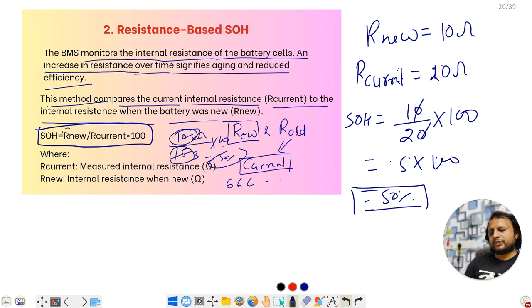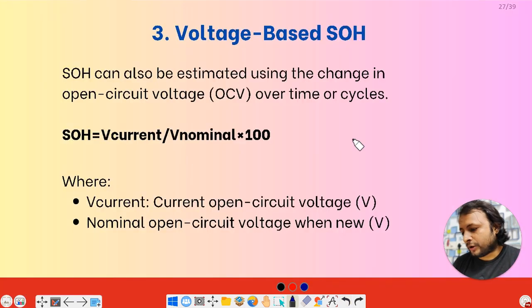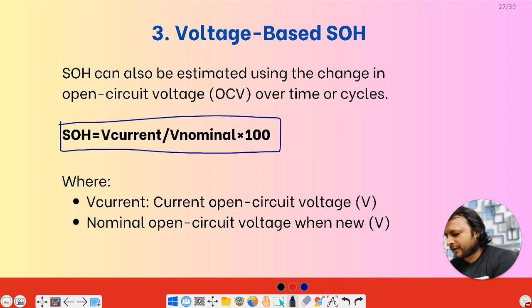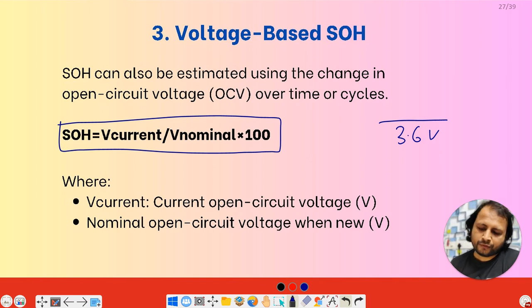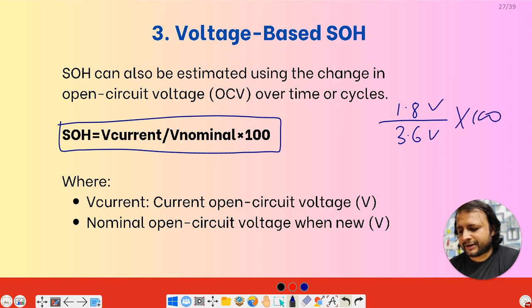Got it or not? So similarly you can understand SOH कैसे हो गया. So resistance method is also good. Voltage based SOC. So SOH simply we have this formula. Voltage current, voltage nominal. Suppose the nominal voltage was 3.6 volt and current voltage was obviously maybe it has decreased. Suppose it is 1.8 volt multiplied by 100. So this is again 50% of SOC, right?